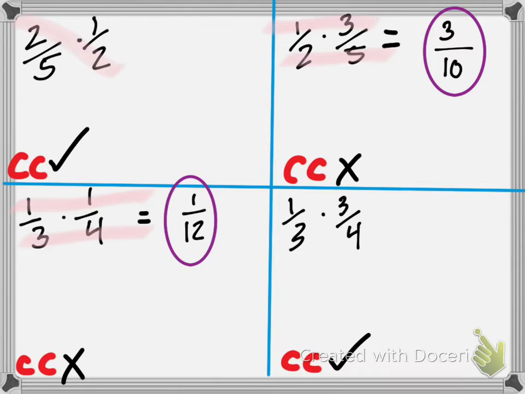So for the other ones, we have to cross cancel. Jalen, in this first one, we cross cancel out the 2's, right? They're divisible by 2, so what do they become?